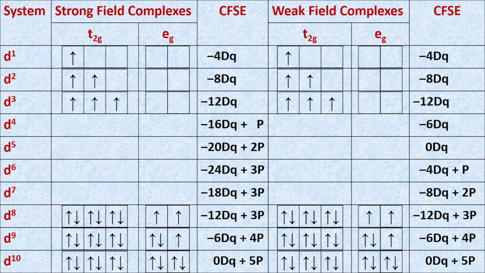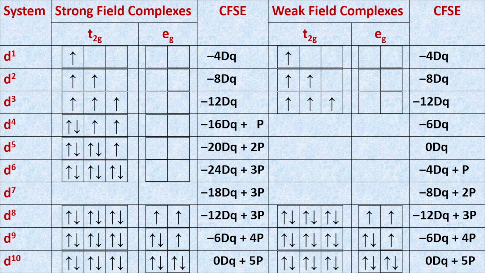Now, let us consider d4, d5, d6, d7 systems of strong field complexes. After filling the first 3 electrons in t2g of the d4 system, the fourth electron has two options, t2g or eg level. Since it is a strong field complex, the energy difference between the t2g level and eg level is very high, while pairing energy is low. So the fourth electron will occupy the low-lying t2g level. Similarly, occupation of the t2g level will continue until the d6 system, that is when all the orbitals in t2g get paired up. In the d7 system, the 7th electron has to be excited and filled in the eg level.